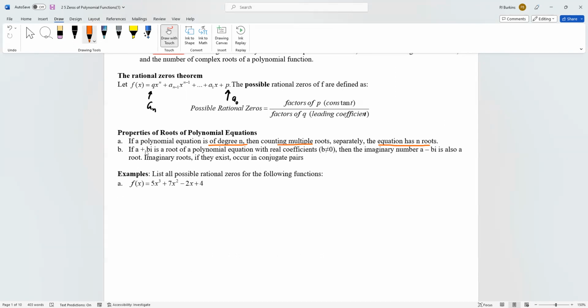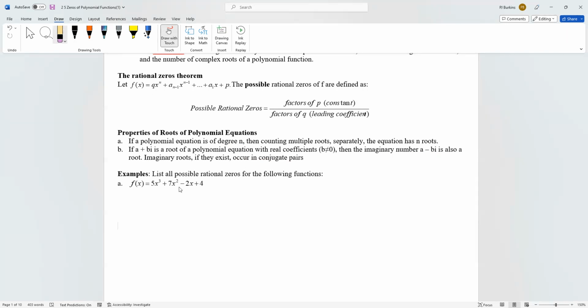Additionally, if we end up with a complex solution, for instance a plus bi, again, b cannot be 0, making it a complex root, then the imaginary number a minus bi is also a solution. And this is because the imaginary roots must exist as conjugate pairs. So if you get one solution, then you better get the other one.